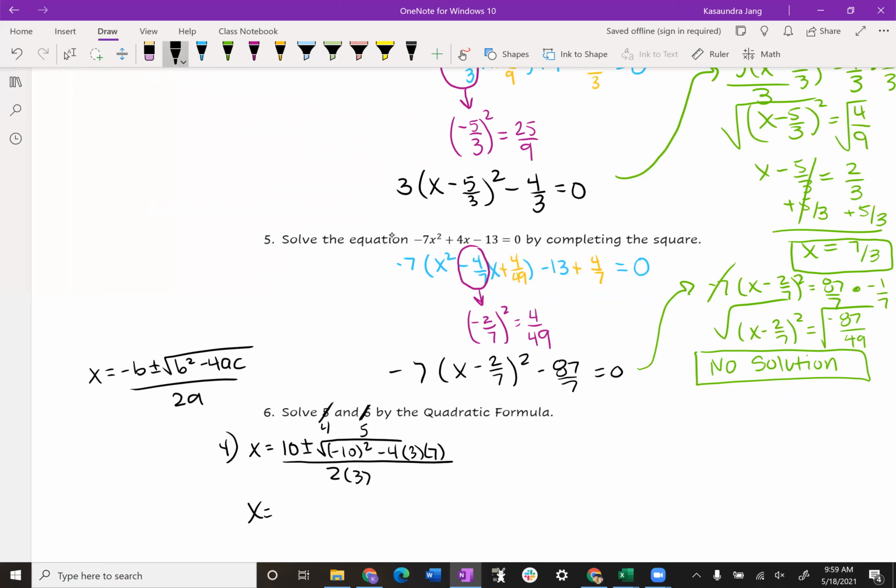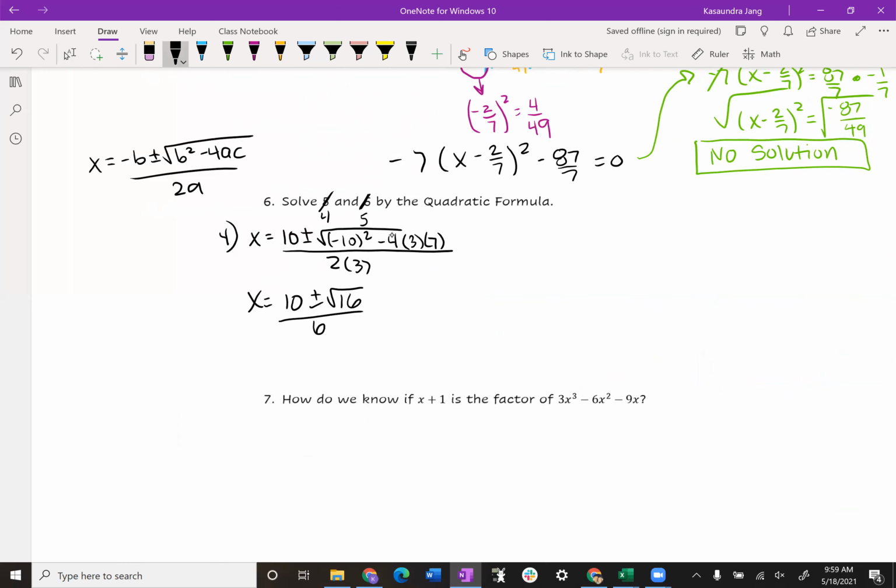16 under my square root, which I know the square is 16. That's nice. And then 2 times 3 is 6 in the denominator. All right, I'm going to keep simplifying this. Square root of 16 is 4. And whenever I have a plus or minus, that means I get 2 separate answers. I've got a 10 plus 4 all over 6, and I've got a 10 minus 4 all over 6.